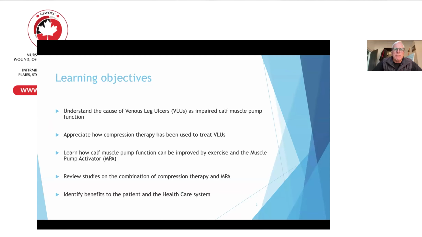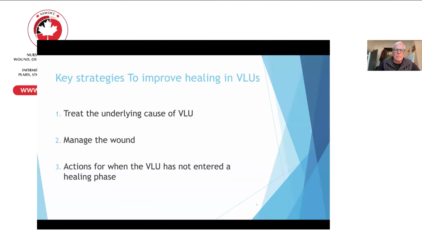So today, our focus is going to be on understanding the cause of venous leg ulcers as being an impaired calf muscle pump function. I'll just quickly focus on how compression has been used to treat venous leg ulcers and to learn how else calf muscle pump function can be improved by both exercise but also muscle pump activator. And then look at some studies combining compression with muscle pump activation, and then finally look at some of the cost benefits to the healthcare system.